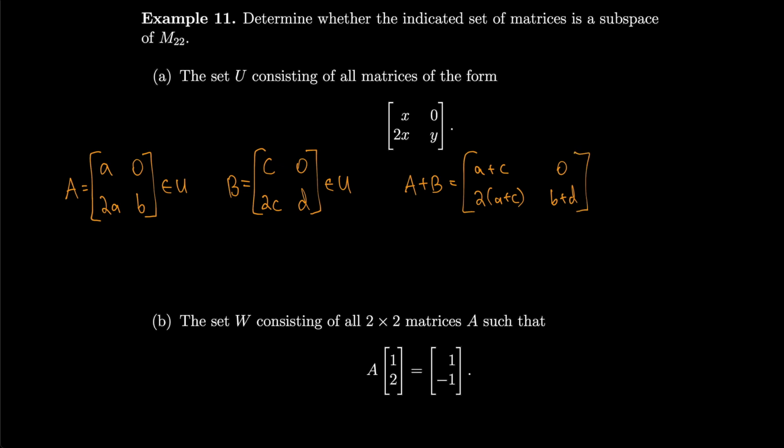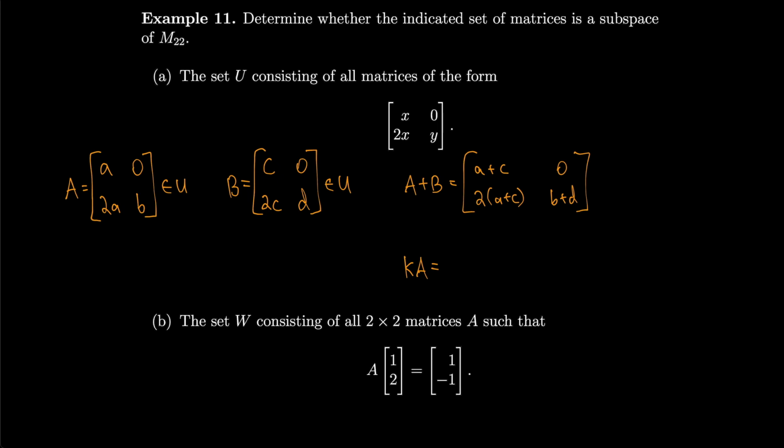Okay, but notice that's the same thing as making A plus C equal to x. Then the bottom is still 2x. We still have a 0 here, and we still have some other character here, y, some other entry. So how about scalar multiplication? Let's see if it's closed under that.